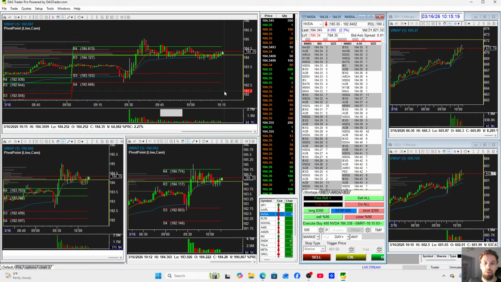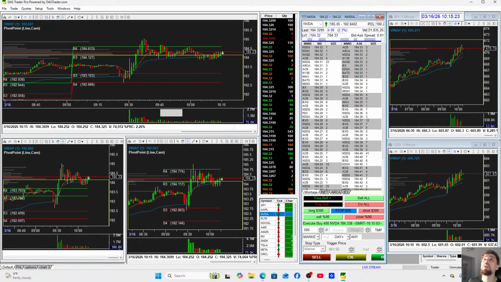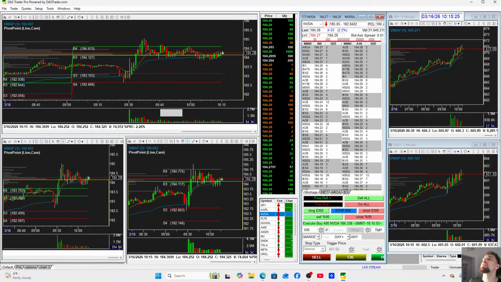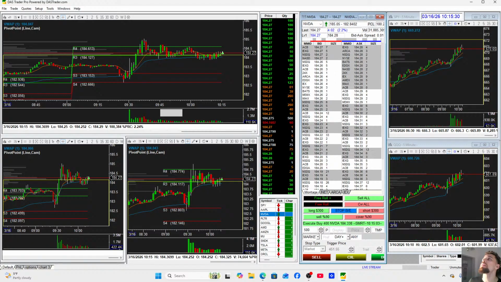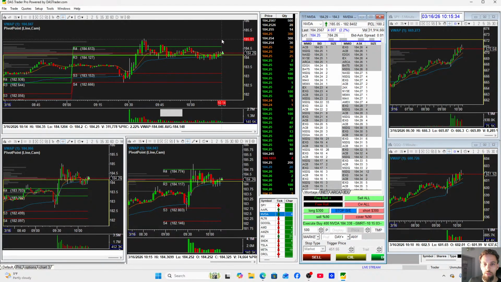I want to see if we can push up here. See if some buyers will step in. 184.5 has a nice order. Let's see, where's the monster order? 185. 185 has a nice order.